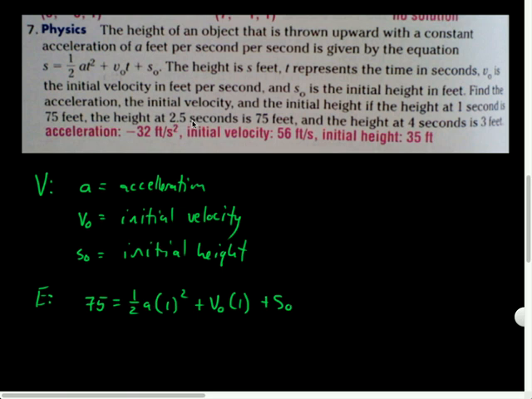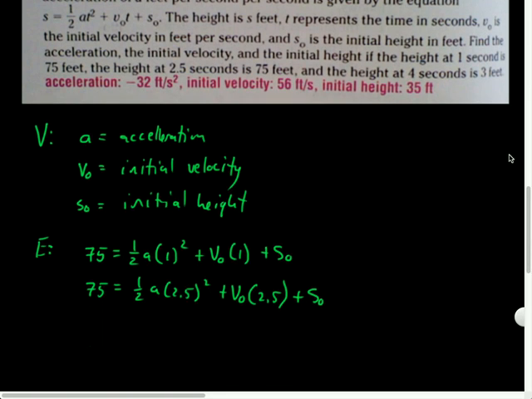It says that the height is 75 feet at 2.5 seconds. So 75 equals 1/2 a times 2.5 squared plus v naught times 2.5 plus s naught. And the last fact they gave us is that the height at 4 seconds is 3 feet. So it looks like it's probably going downhill at this point. 4 seconds, right? Yeah, 4 squared plus v naught times 4 plus s naught.